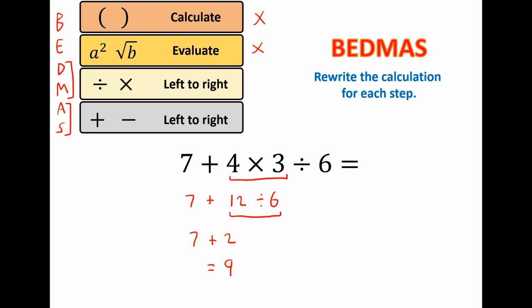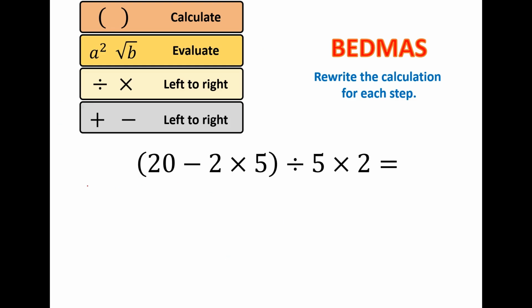If you want to check on a calculator, I would just type everything in at once. And usually the calculator is smart enough to give you the exact answer of 9. Okay, now here's another one. So again, we want to follow the rules of order of operations, BEDMAS. So in this case, let's check for any brackets. Do we have any brackets?